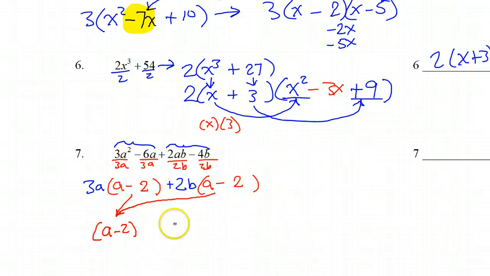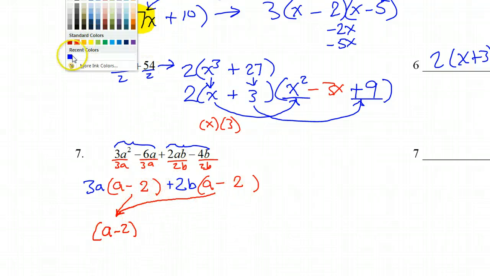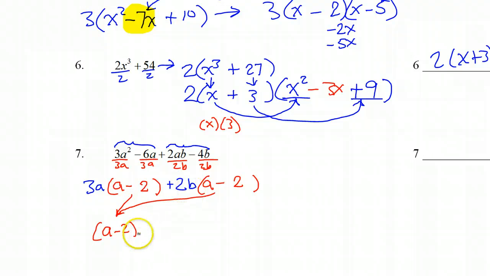So if I take that away, what's left? The two things that I have here in blue. So that's going to leave 3a plus 2b. So there you go. That's the answer, number 7.